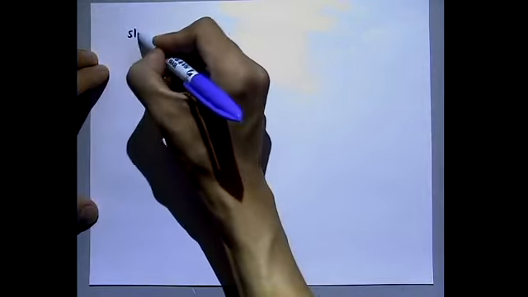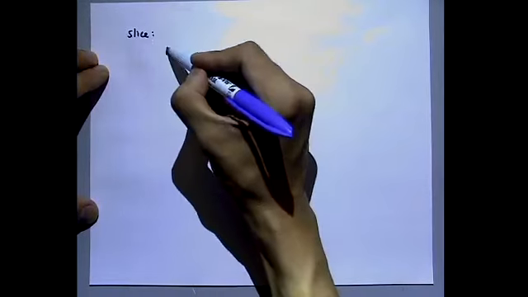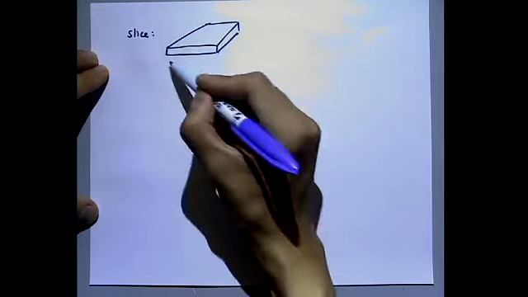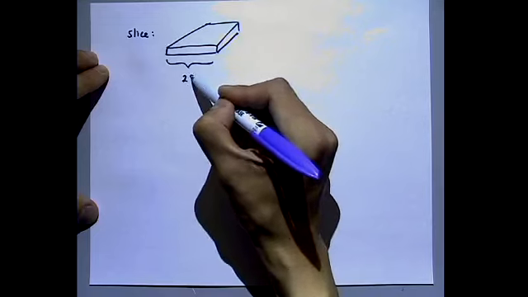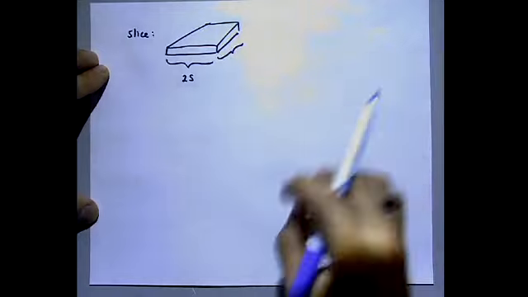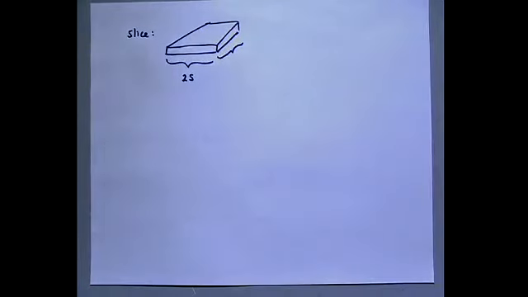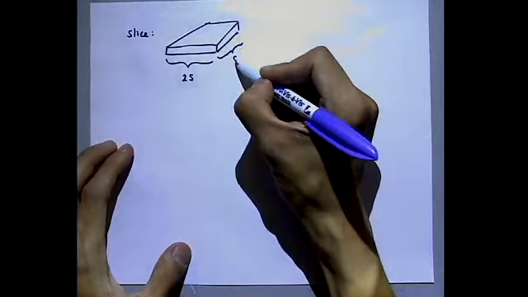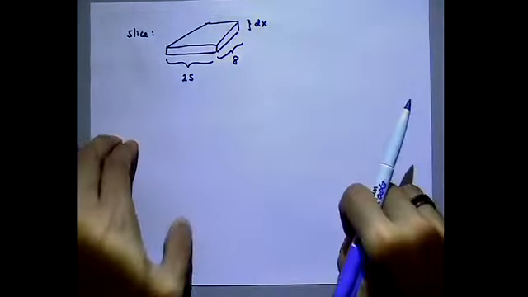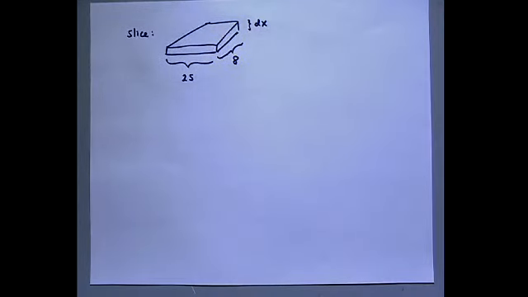So what does that one slice look like? What shape is it? It's a rectangle, good. Right, the width is twice of that quantity I called S. And then, how long is this thing? 8 meters? And then, of course, it's got a thickness of dx.